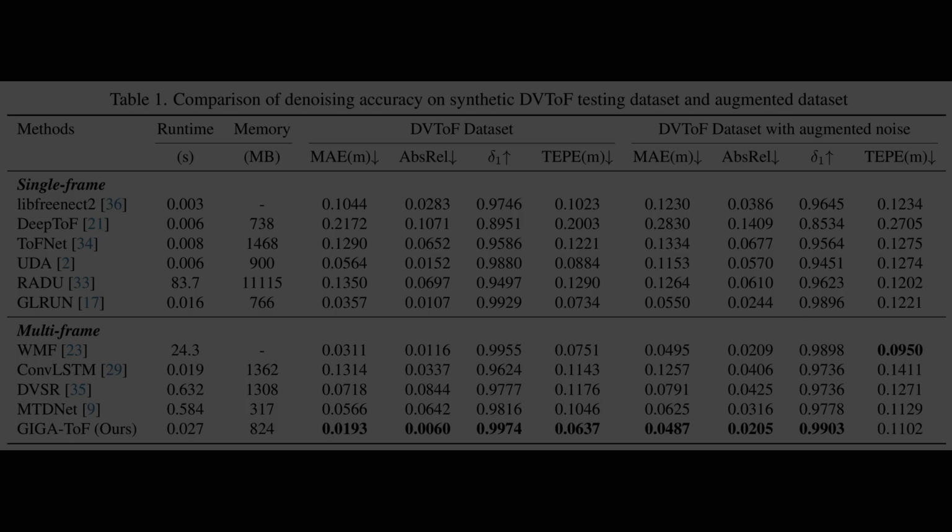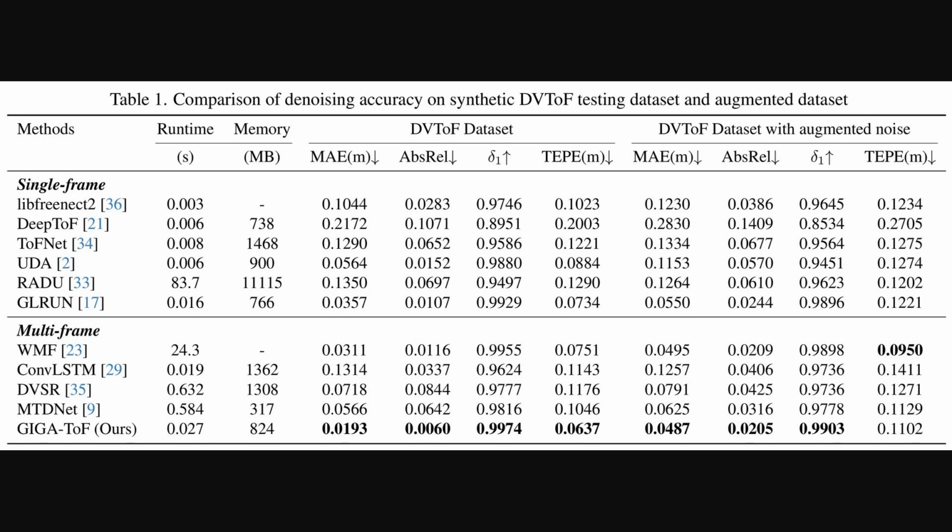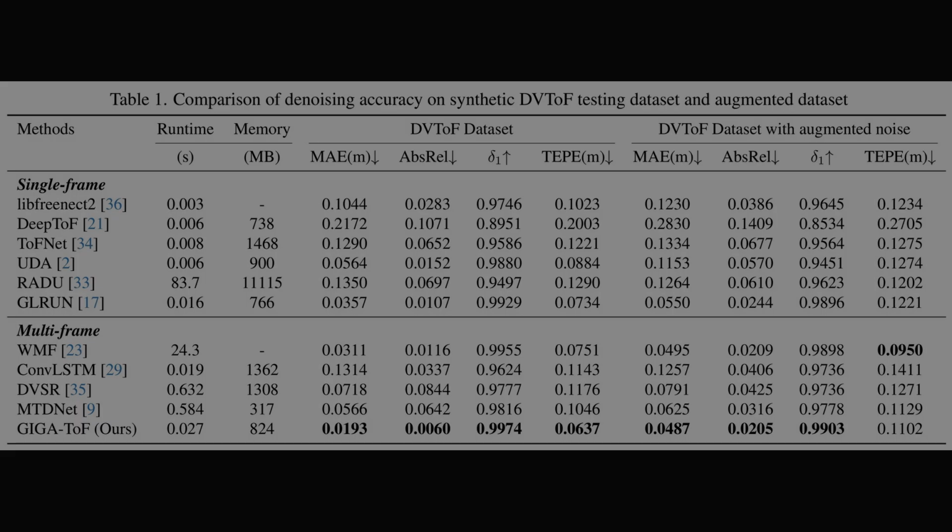Moving on to the numbers, this table really quantifies the performance. It compares GIGA-ToF against both single-frame and other multi-frame methods on the synthetic DV-ToF dataset. Okay, 2 key metrics here are mean absolute error, which is the average error in the final depth map, and temporal endpoint error, which measures the flicker between frames. For both of these, a lower score is better. And looking at the results, GIGA-ToF achieves the best scores in every category, significantly outperforming all previous methods in both accuracy and that crucial temporal consistency.